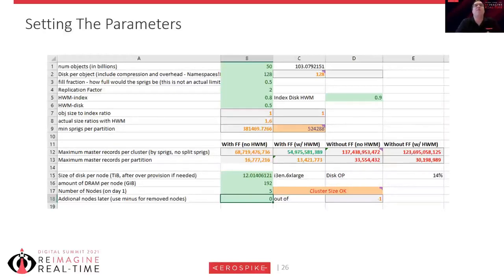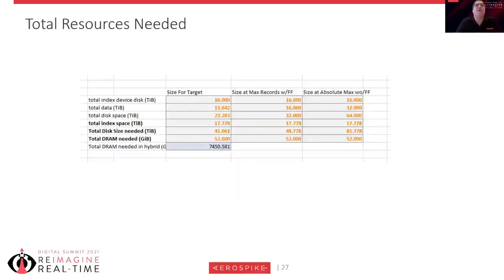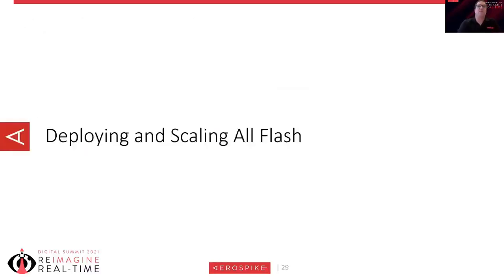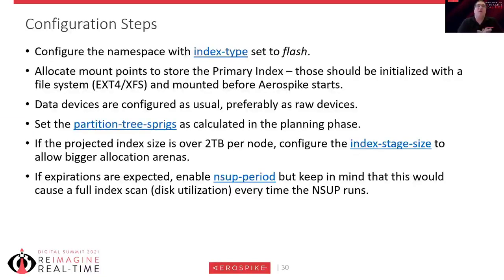And we'll be able to understand what will be the initial size of the cluster, what would be the alternative in terms of hybrid memory architecture, and then what would be the minimum cluster size and index stage size that would be needed for this kind of configuration.